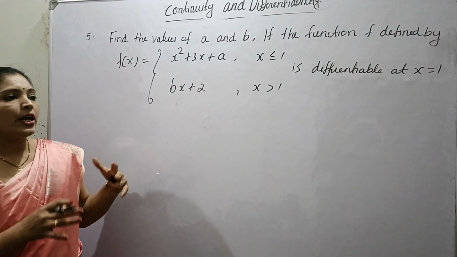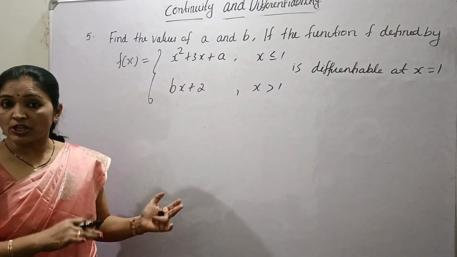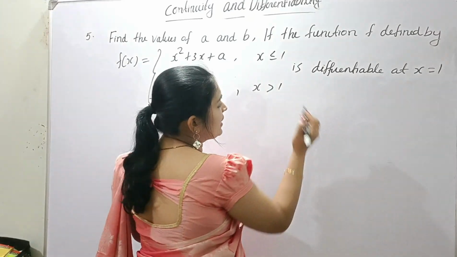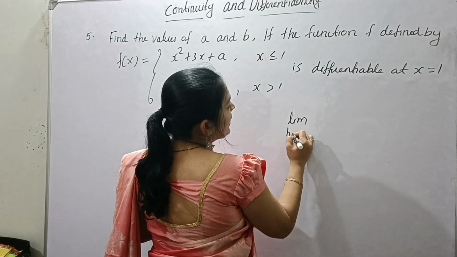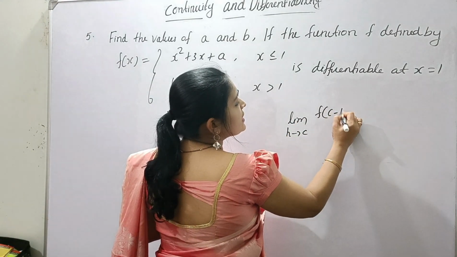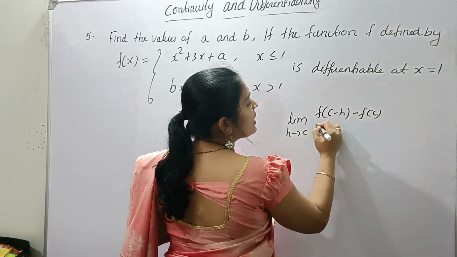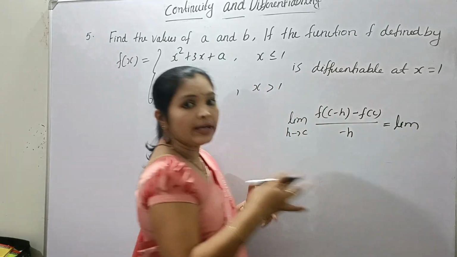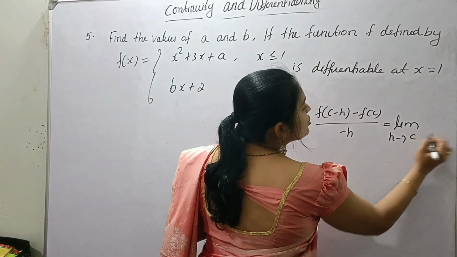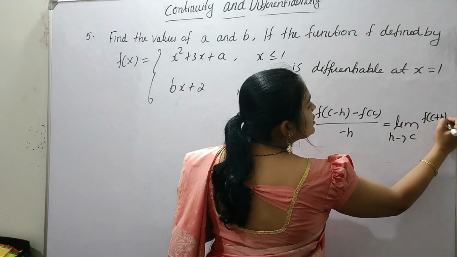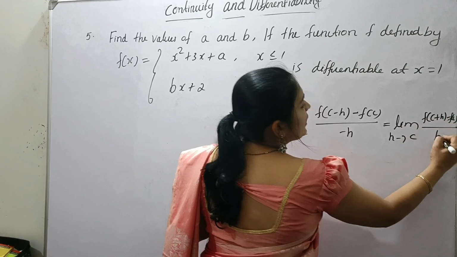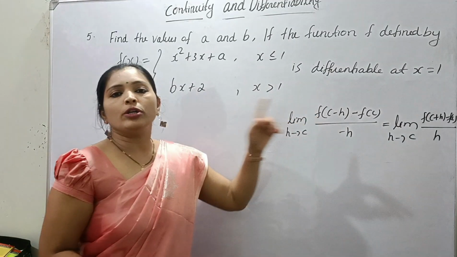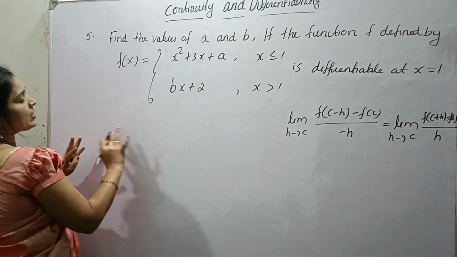And we have studied that if a function is differentiable at x is equal to c, then the left hand derivative, that is limit h tends to 0, f of c minus h minus f of c divided by minus h, is equal to the right hand derivative, limit h tends to 0, f of c plus h minus f of c divided by h. Right? So here c is equal to 1. Okay, let's compare this one.